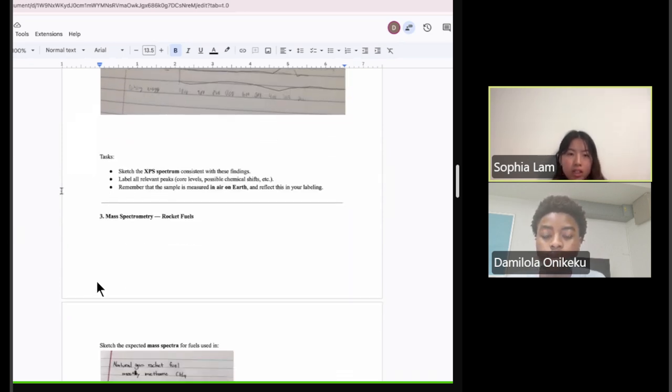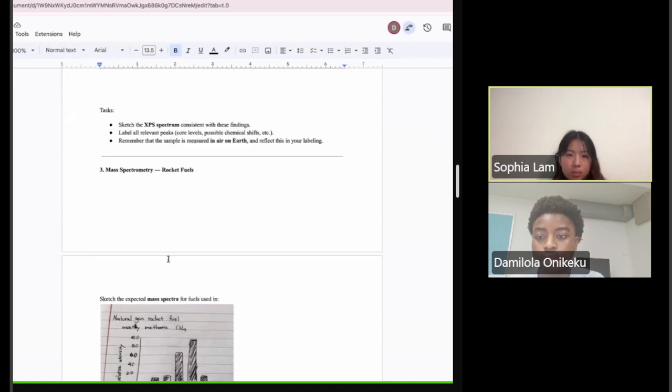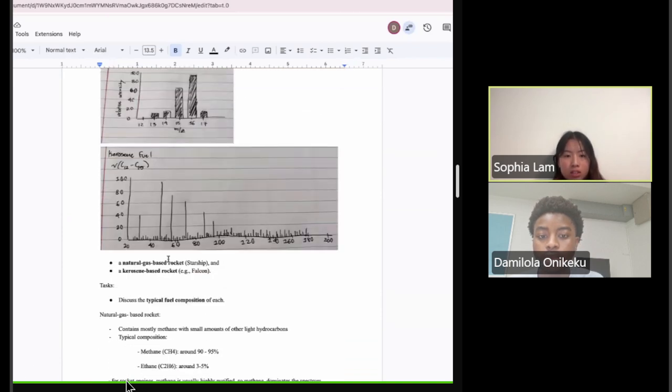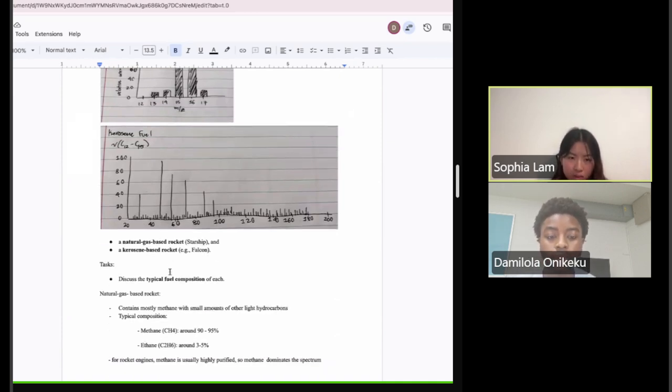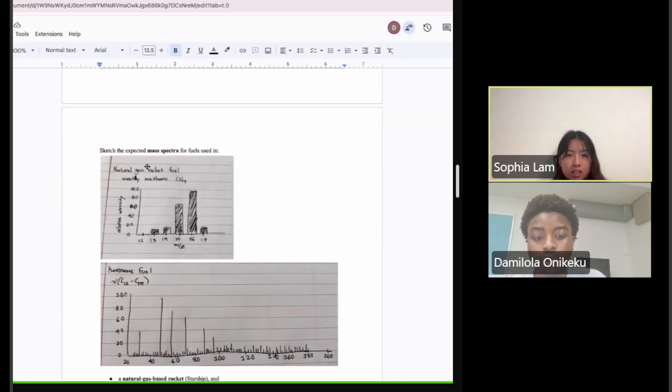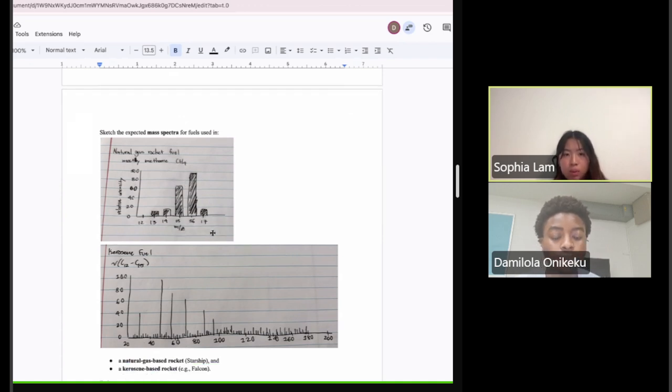And then for part three, we found the mass spectrometry for rocket fuels. There are two different types of rocket fuels. There's the natural gas-based rocket fuel, which is what Starship uses, and a kerosene-based rocket fuel, which is what Falcon uses. And this top graph shows the mass spectrometry for the natural gas rocket fuel. As you can see, natural gas is mostly methane, which is CH4. So our mass spectrometry has a peak at 16, and then it goes down at 15, 14, 13, and then 17 as well as we remove the hydrogens.